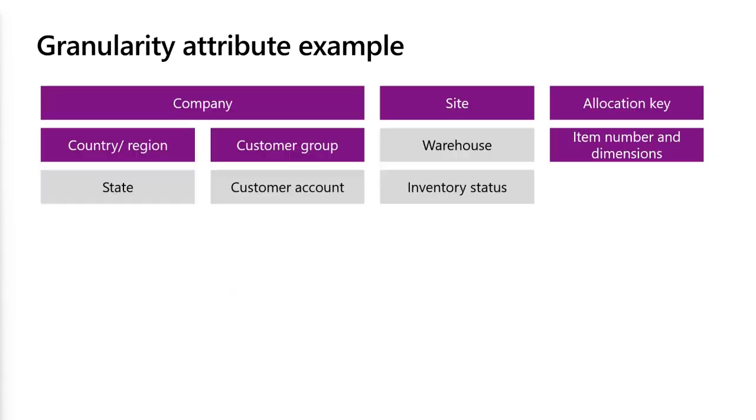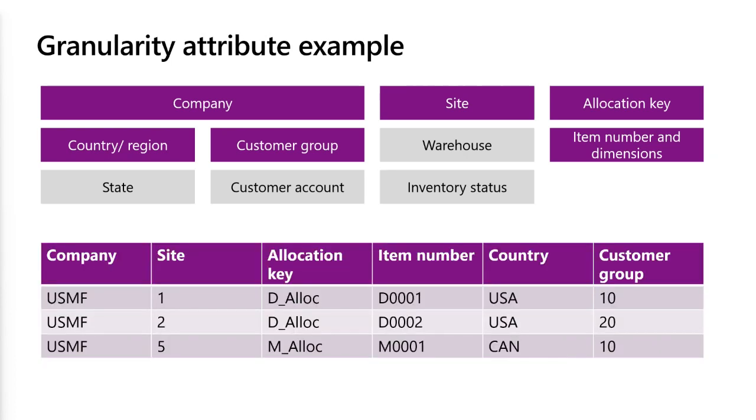When we're implementing demand forecasting, we'll see the term granularity attribute frequently, so let's discuss what that means. Let's say my company has chosen the purple highlighted dimensions to include in my forecast: company, site, allocation key, country, customer group, and item number and dimensions. When I generate my forecast, I'll get values for each of the rows in the table here, and possibly many more rows. Each row in the table represents a unique combination of the forecast dimension values that I've enabled, which is otherwise known as a granularity attribute.